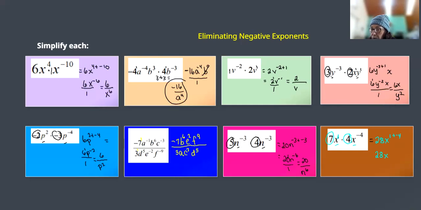Ding, ding, ding. We got a negative exponent, so we're not done. How do we get rid of it? It's on the top, so we move it to the bottom. Very good. The 28, that's just 28 to the 1. Leave it alone. We're going to move the x to the -3 to the bottom, and now it's positive.